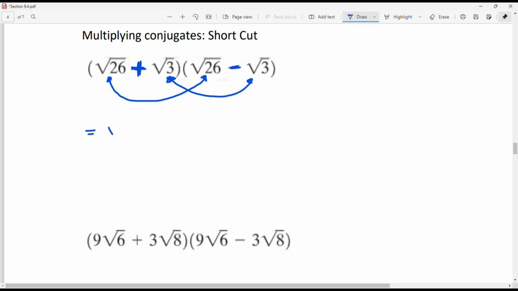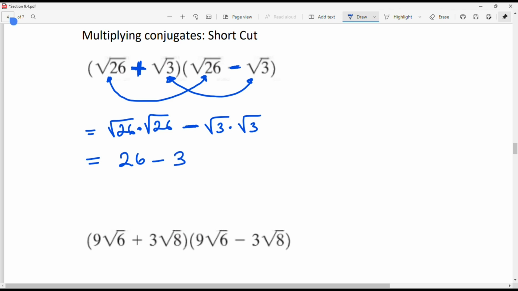We can multiply the square root of 26 times the square root of 26. And then we'll multiply square root of 3 times negative square root of 3. The square root of 26 times the square root of 26, that's equivalent to 26. The square root of 3 times the square root of 3, that's exactly 3. This simplifies to 26 minus 3, or 23.